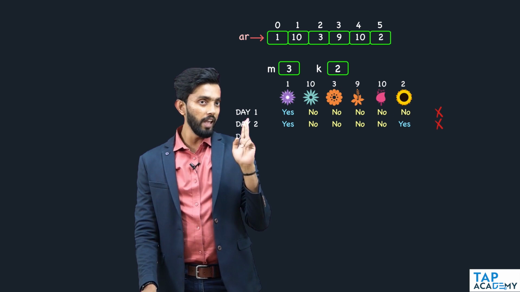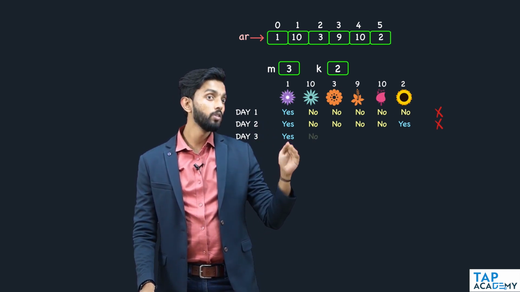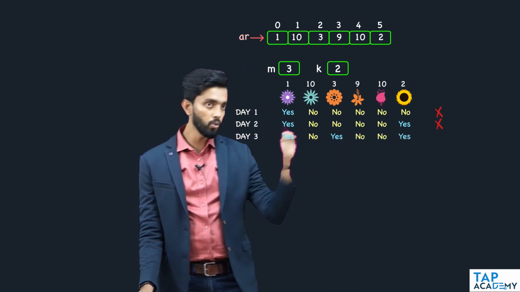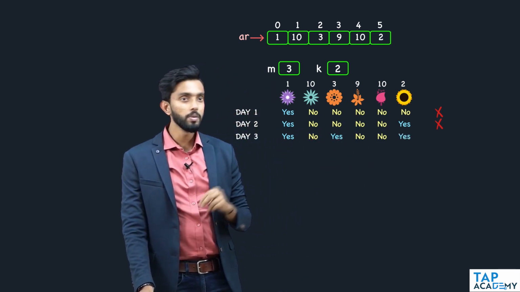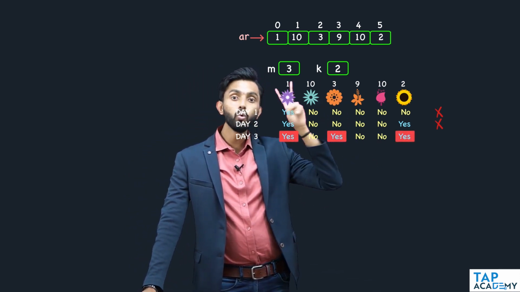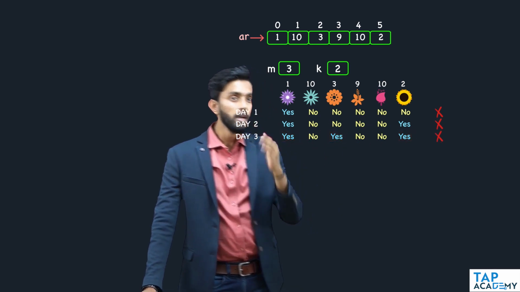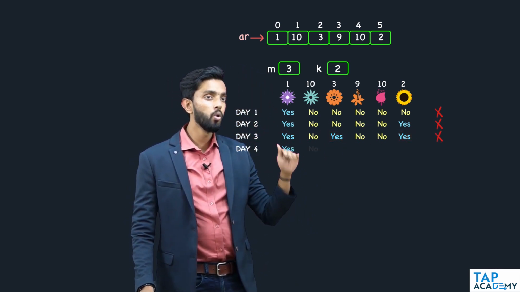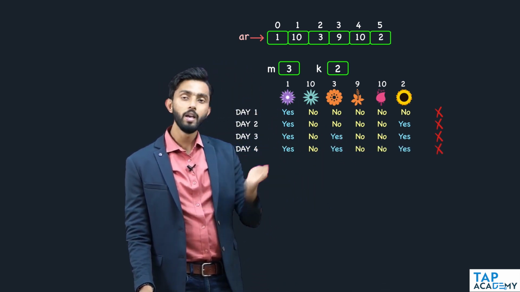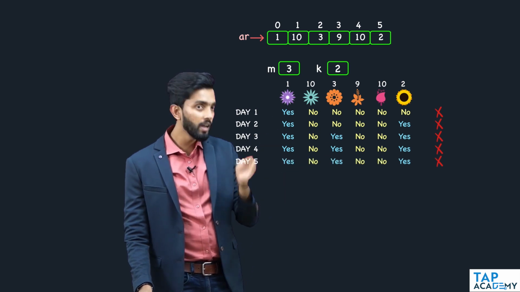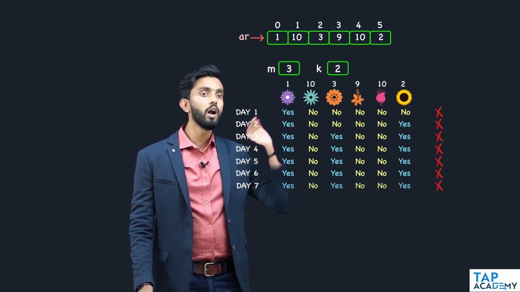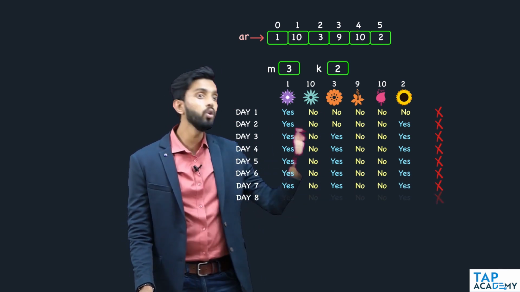Did you understand? Day 3, first flower, yes. Second, no. Third flower, yes, because it will take 3 days. Then no, no, yes, because that will take only 2 days, right? So obviously it will also be there. Can you make a bouquet? You have 3 flowers in your garden, but you don't have 2 contiguous flowers, you can't make. Similarly, day 4, yes, no, yes. Again, no 2 contiguous flowers, you can't make. Similarly, day 5 also, you can't make. Day 6 also, day 7 also, day 8 also, you can't make.